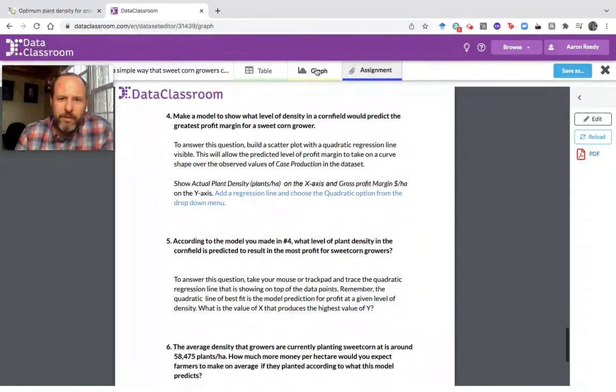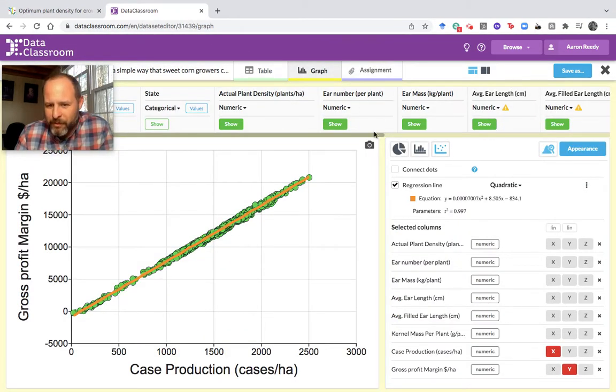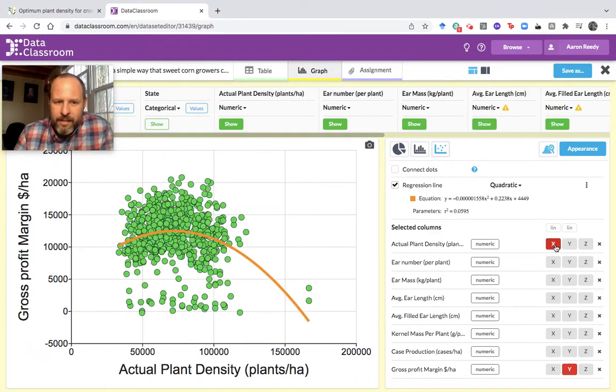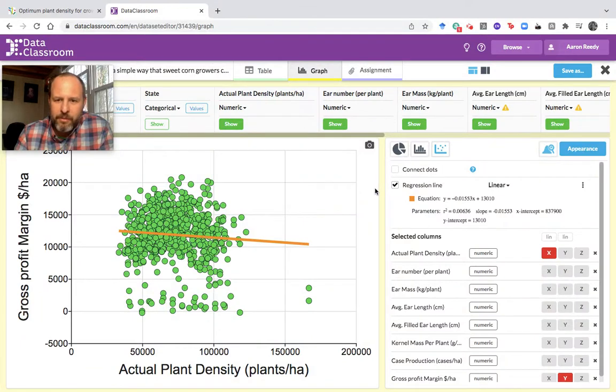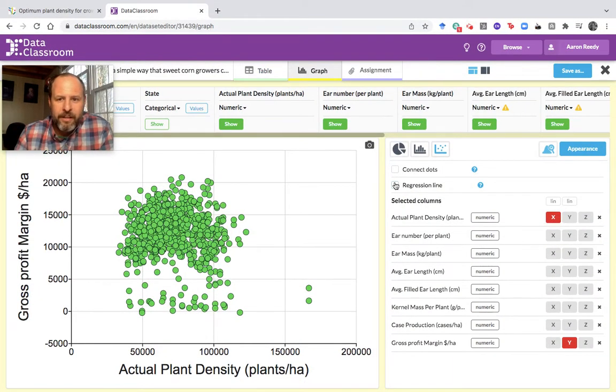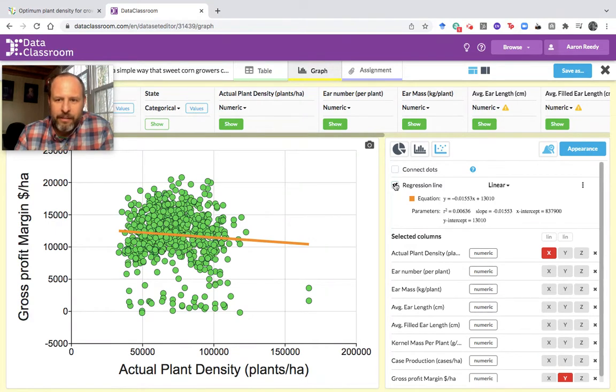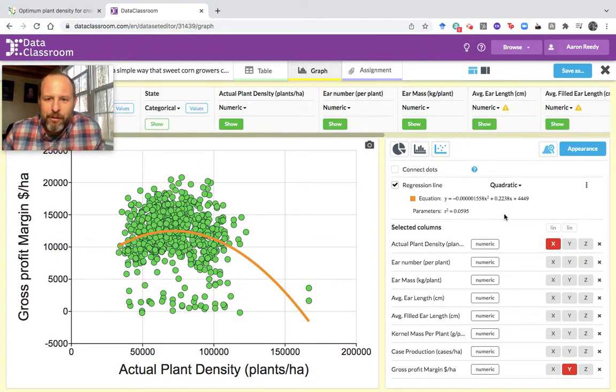So I'm going to go back to the graphing tab, and I'm going to build this model by putting actual plant density on X and gross profit margin on Y. And the default for this will probably be a linear regression like this. So this is what it'll look like at first. And then if I add a regression line, it'll add a linear fit, which is not a particularly good fit here. And if we add a quadratic fit, this is a significantly better fit. It doesn't explain nearly all of the variance in gross profit margin, but it explains a heck of a lot more than a linear fit does.